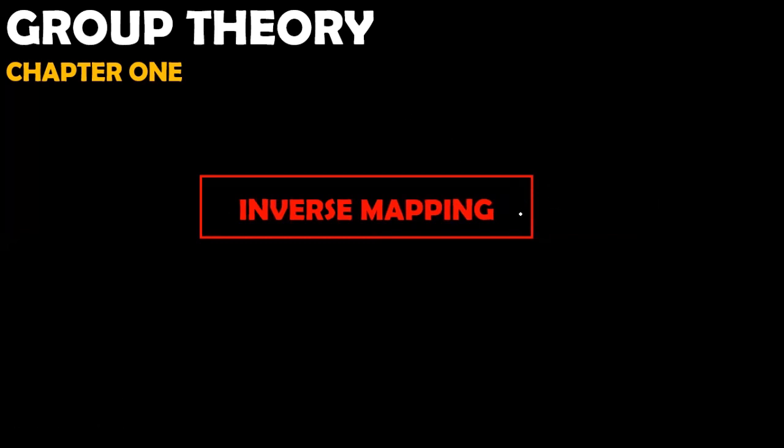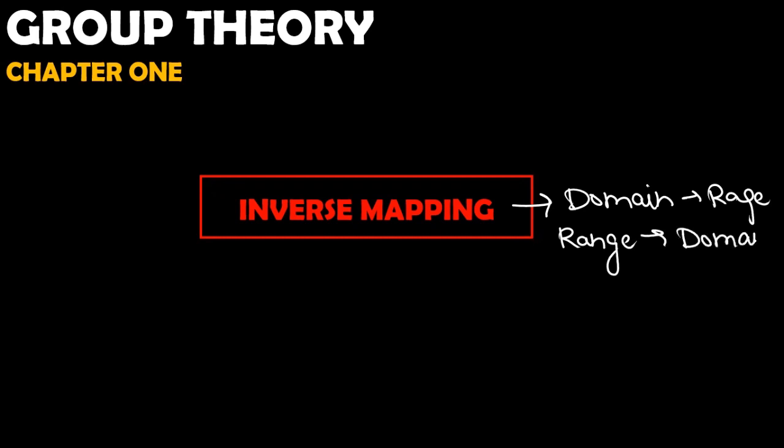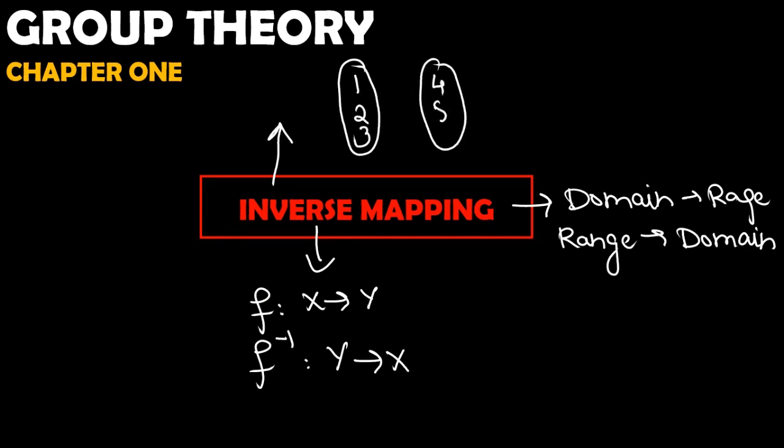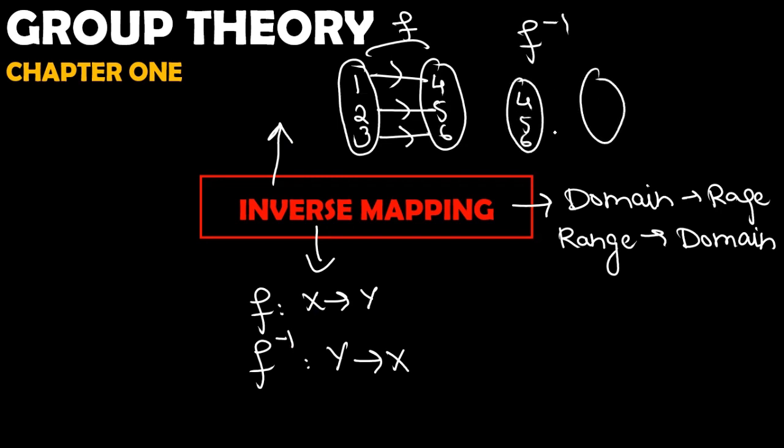Okay, the inverse of a function. If we make the domain the range and the range the domain, then if we have a function f which maps X to Y, the inverse of the function will map Y to X. Like this, if we have a set 1, 2, 3, and 4, 5, 6, related to each other like this, which is a function f, then f inverse will be like this: 4, 5, 6 related to 1, 2, 3. This is our inverse function.